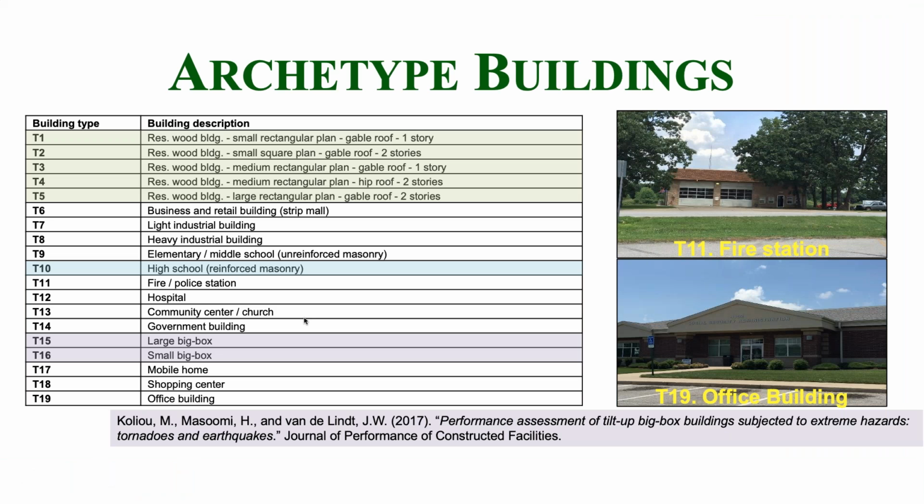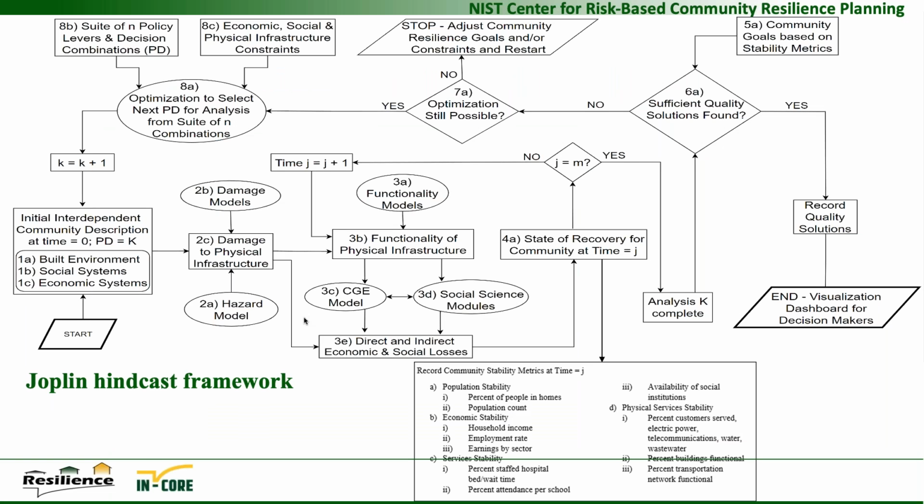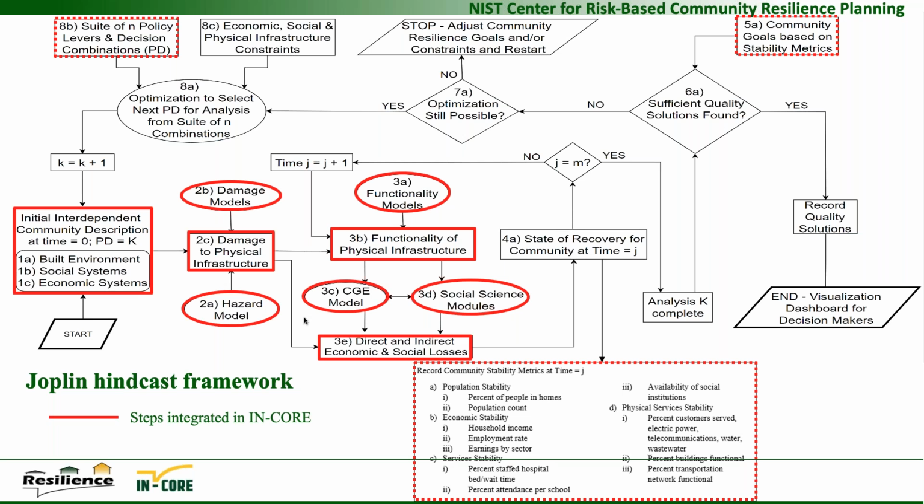Let me jump back, sorry. A suite of 19 archetypes that was felt to be the minimum suite that could model a typical community, not a metro area. So jumping back to this slightly confusing diagram, the hindcast looked at this part of the work to this stage, and then it looked at just some of the metrics within these 5 stability areas.